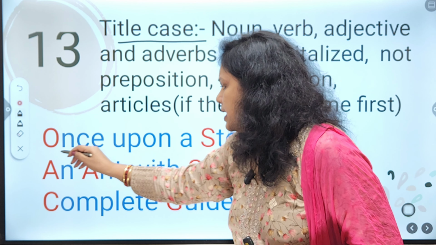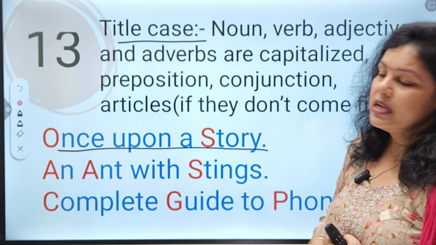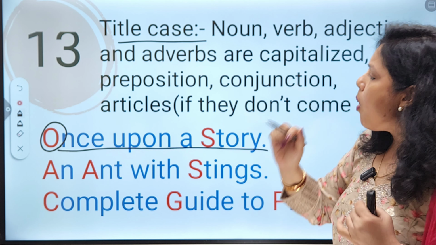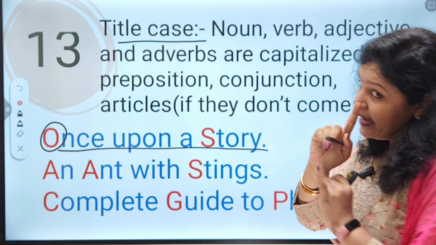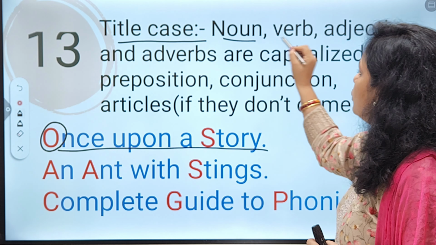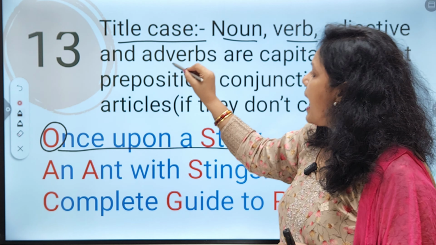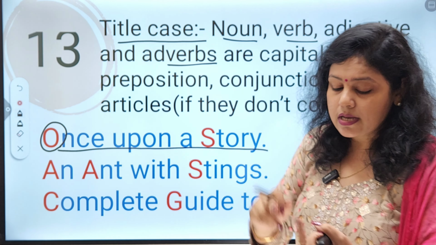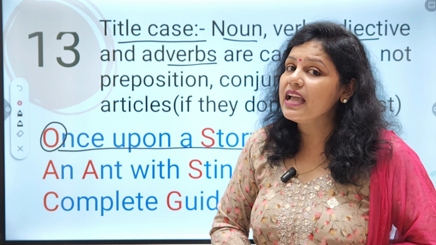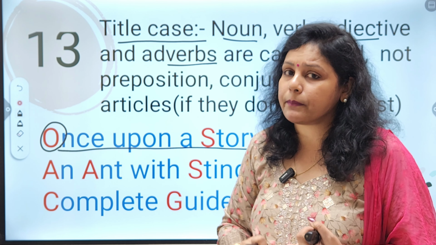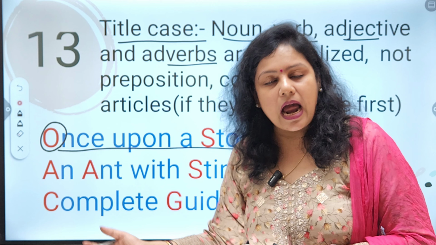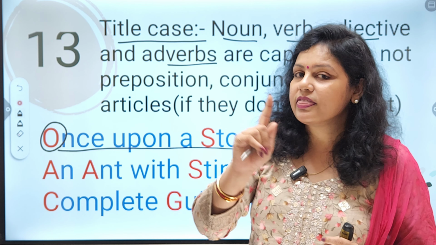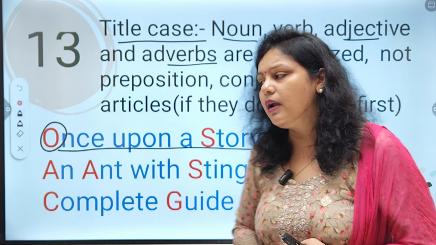Now see, "Once Upon a Story." The first letter will always start with a capital, right? Articles will never start with a capital. Nouns, verbs, adjectives and adverbs are capitalized. But conjunctions, prepositions and articles are never capitalized. If your title starts with an article, preposition or conjunction, then only they will begin with a capital letter.